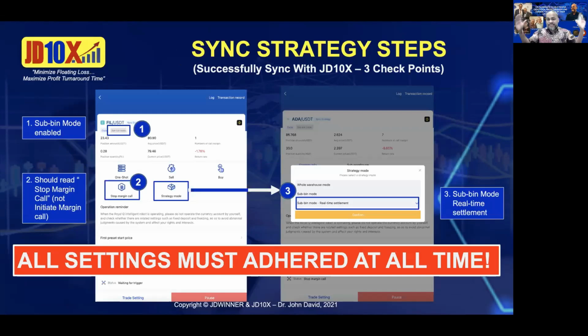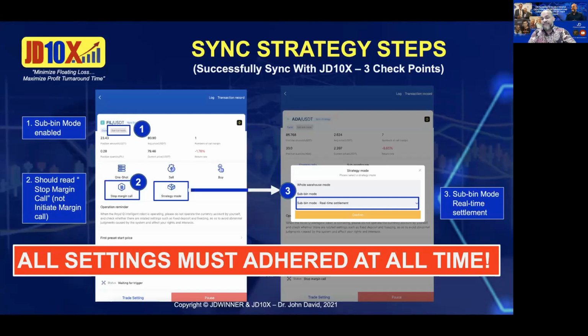Once you have synced, here are some checkpoints just to make sure you are at peace, knowing that you have synced successfully. These are the three checkpoints. The first thing, make sure sub-bin mode is enabled. You will see sub-bin mode just under the asset, under the pair. Number two, make sure you can read stop margin call, not otherwise. If you read initiate margin call or start margin call, that means the margin call is already stopped.